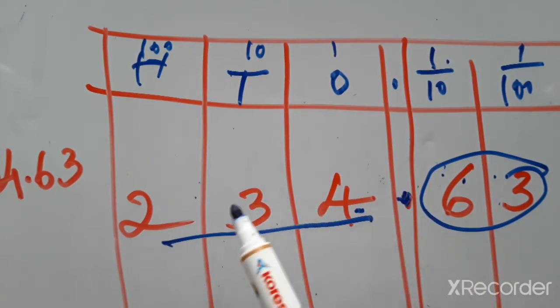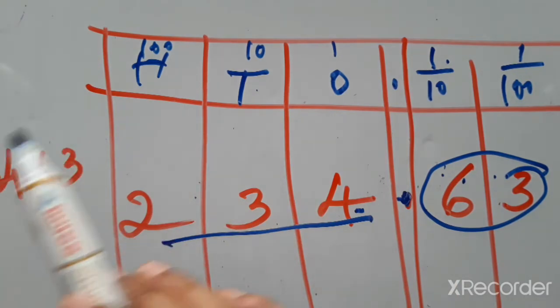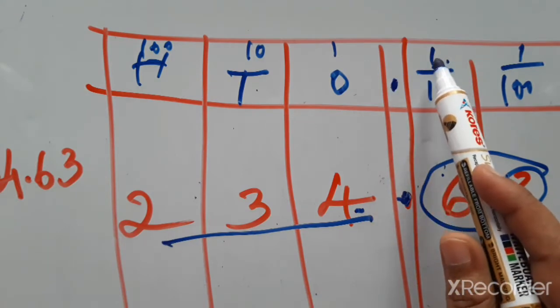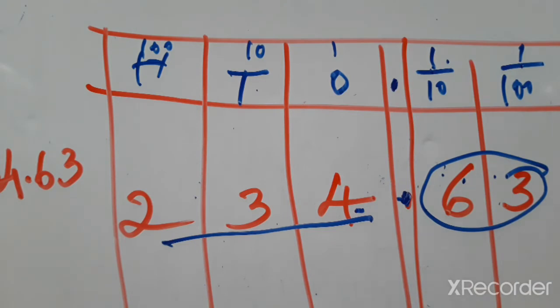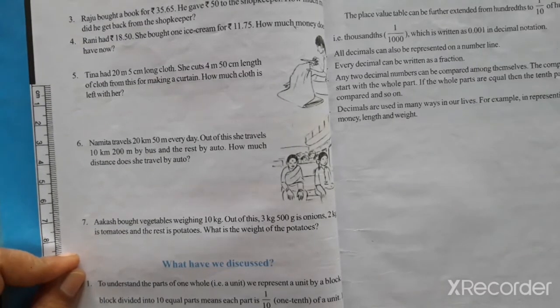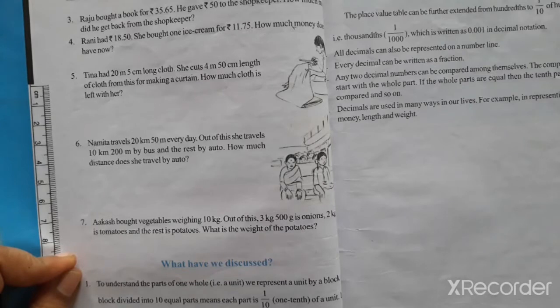The decimal point is a dot. So here we have ones, tens, hundreds, thousands, ten thousands, lakh, like the normal place value chart. After the decimal point we say tenth, hundredth, meaning 1 by 10, 1 by 100, 1 by 1000, 1 by 10,000. Every decimal can be written as a fraction, and any two decimal numbers can be compared. The comparison starts with the whole part.